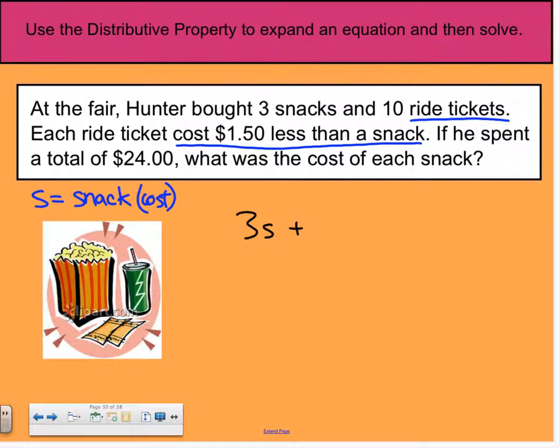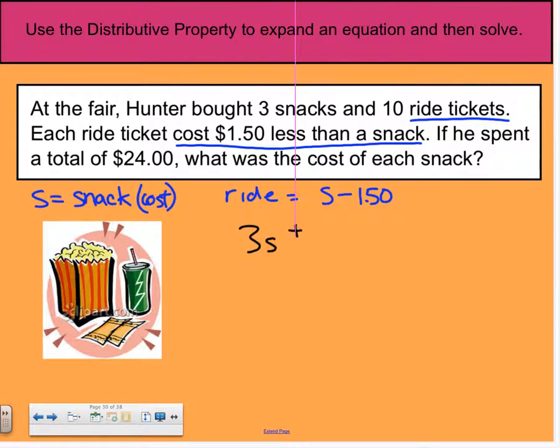Well, not 3 snacks, just a snack, Devin. Right? What's $1.50 less than a snack? Cole. Very good, Cole. So over here, we know that a ride can be represented as a snack minus $1.50. Make sense? Okay? So here we are.